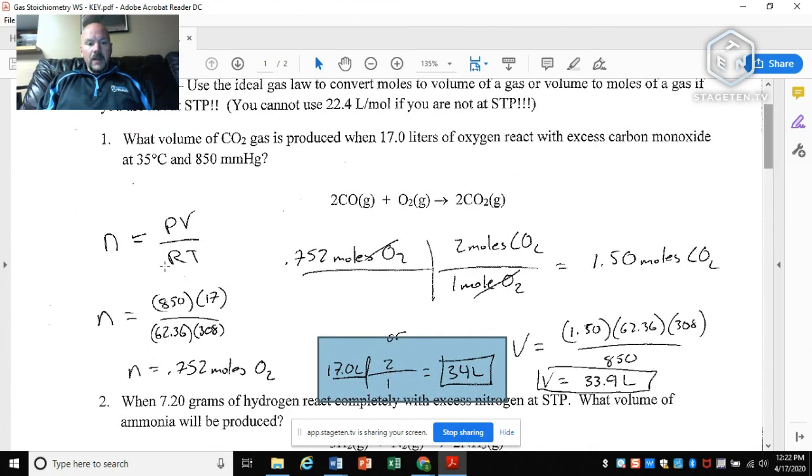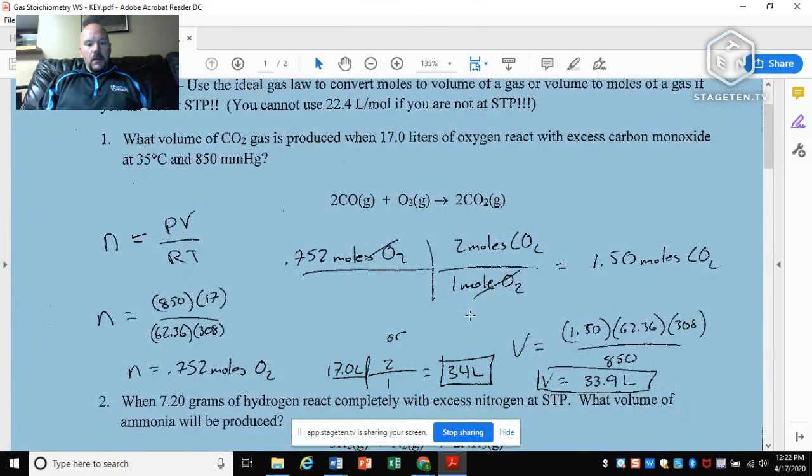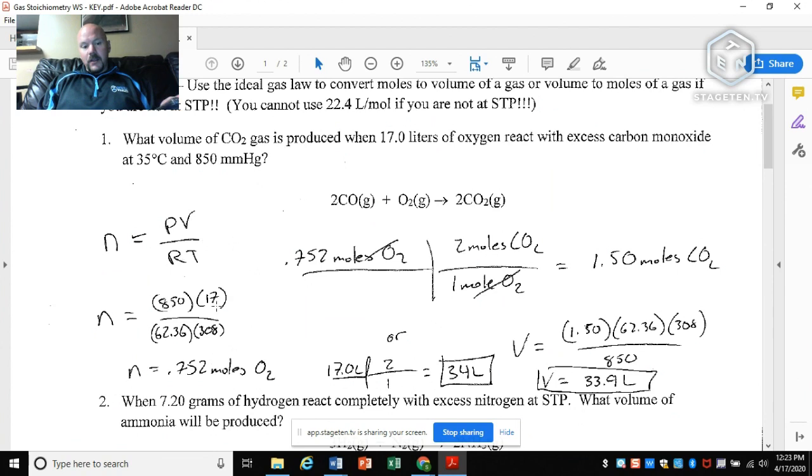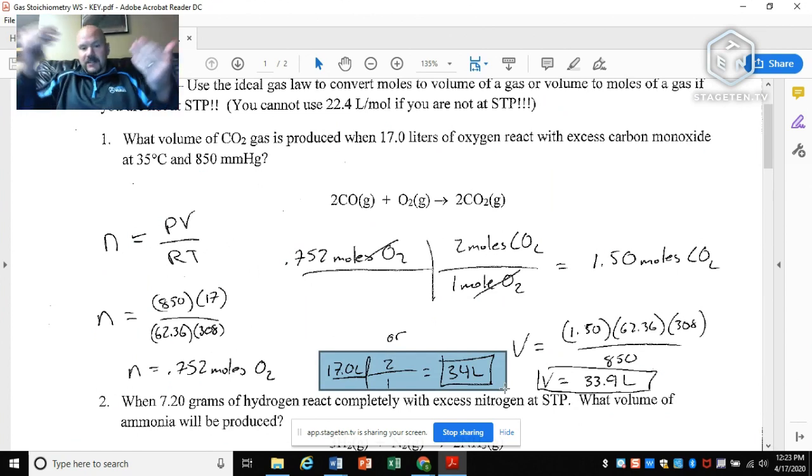And notice when we do it the other way, we get 33.9, so 34 liters. If we do it the long way, we get 34 liters. If we do it the short way, we get 34 liters. So this is the way I would suggest you do it. As soon as you see it's volume of a gas to volume of a gas, and pressure and temperature are the same, then the particle ratio, the mole ratio, is the same as the volume ratio. So just use it that way.